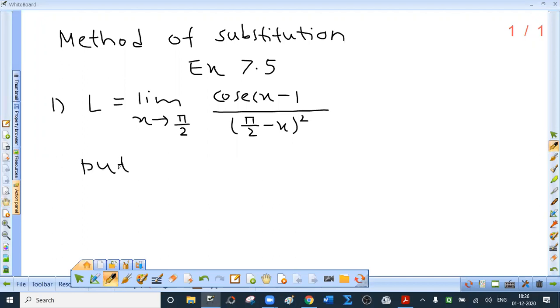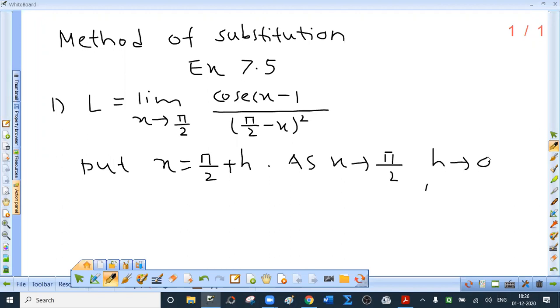The tending value is pi by 2. So we put x equal to pi by 2 plus h, as x tends to pi by 2. Tell me what will be the tending value of h? 0. Simple. I'll explain. See, x equal to pi by 2 plus h means h equals x minus pi by 2. So as x approaches pi by 2, h will approach pi by 2 minus pi by 2, that is 0.